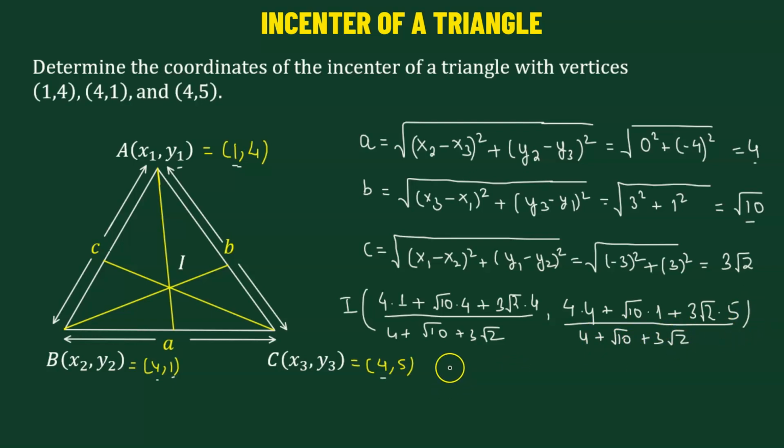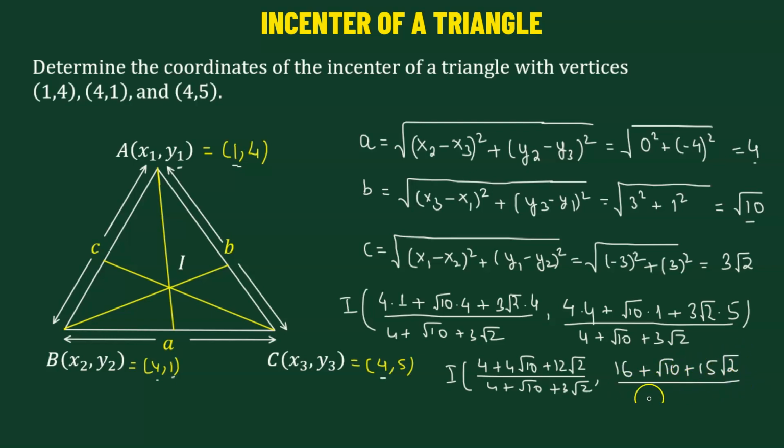So now the coordinates of the incenter I: the x coordinate is 4 plus 4 times the square root of 10 plus 12 times the square root of 2, whole divided by 4 plus the square root of 10 plus 3 times the square root of 2. The y coordinate is 16 plus the square root of 10 plus 15 times the square root of 2, whole divided by 4 plus the square root of 10 plus 3 times the square root of 2. This is the coordinate of the incenter of the triangle ABC.